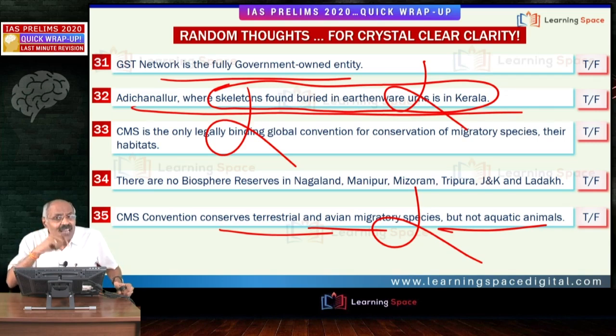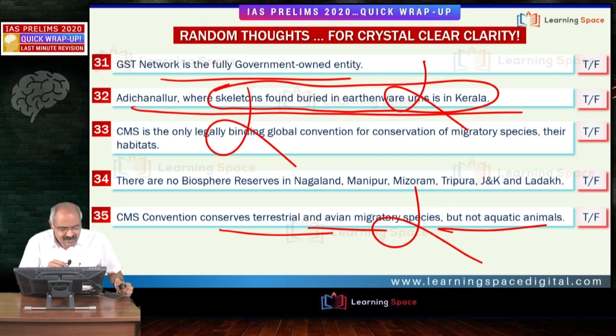This Asian elephant entered Appendix 1. Similarly, Great Indian Bustard, whose extant place is now India and Pakistan, entered Appendix 1. And similarly, Bengal Florican, very important, also entered Appendix 1. Then if you look at Appendix 2, that is Urial. Urial belongs to Central Asia, and it entered Appendix 2.